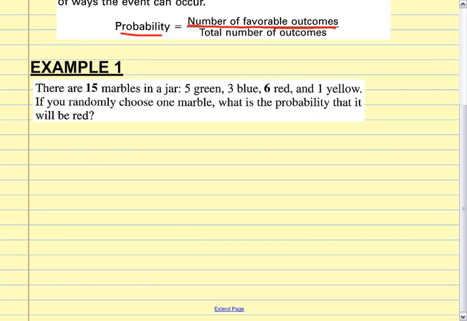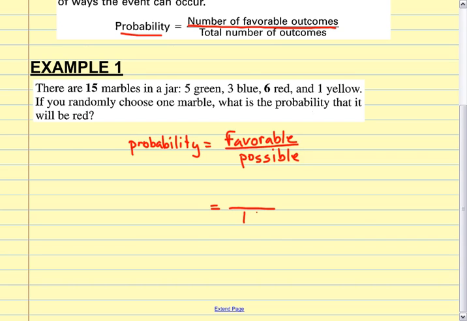First, in this first example, it says there are 15 marbles in a jar, okay? I'm not even looking at the jar, but I know there are 15 marbles in it. 5 of them are green, 3 are blue, 6 are red, and 1 is yellow. Now, if I don't look at the jar, I just stick my hand in there and I randomly choose one marble, what is the probability that it will be red? Okay, now remember, probability equals favorable over possible.